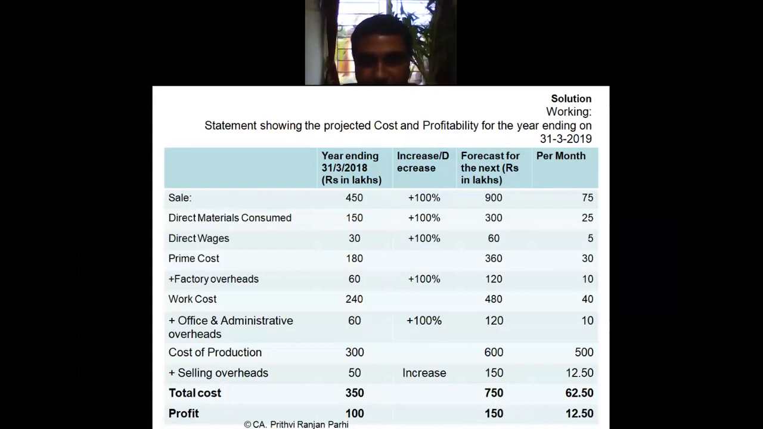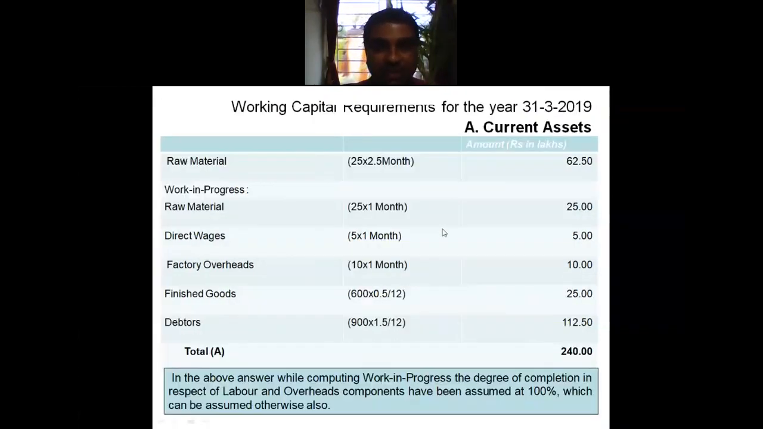Accordingly, we have calculated the monthly sales, the monthly cost, and the monthly profit. All these things we have computed by dividing the annual figures by 12. Up to this point I think there is no query.